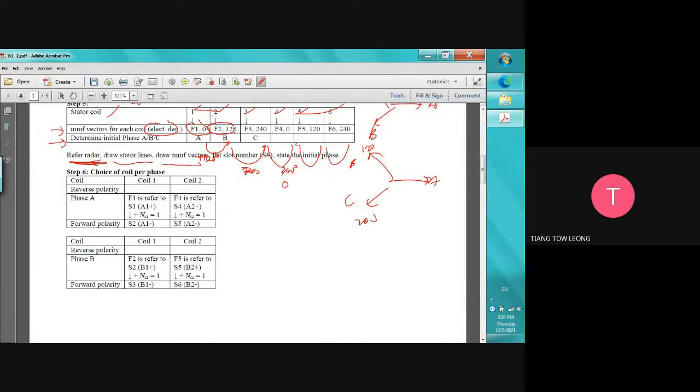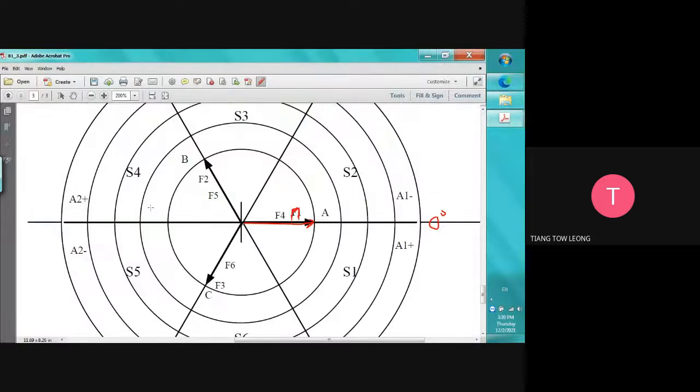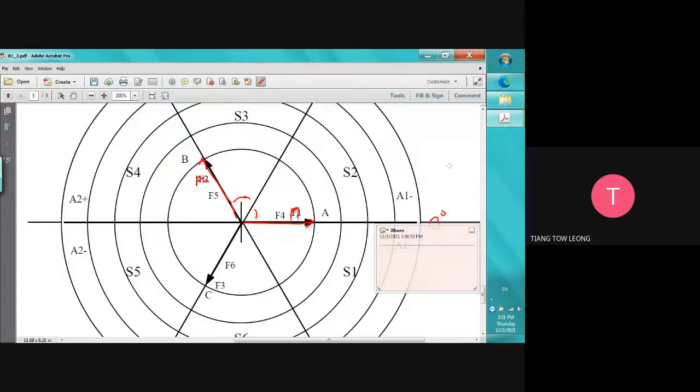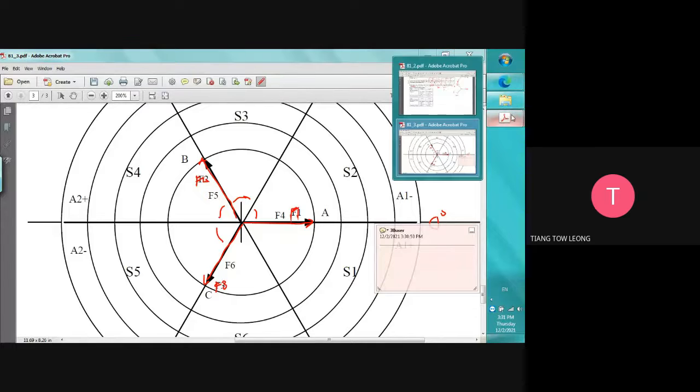Then F2 is at 120. So have a look, this is 60, then another one is 60. How much? 60, 60, 120, right? So I draw a line, then I write F2. Then F3 is 240. So F3, I draw a line again: 60 plus 60 is 120, plus another 60 is 180, plus 60 becomes 240. So this is F3. I draw a line and then I write F3.